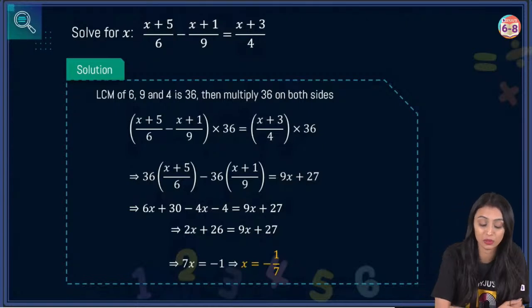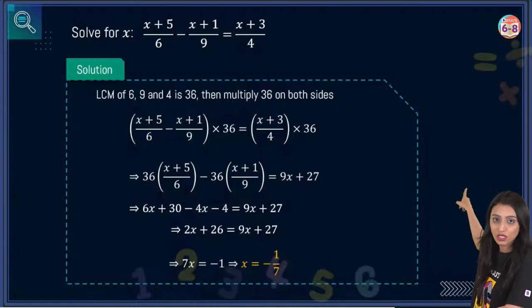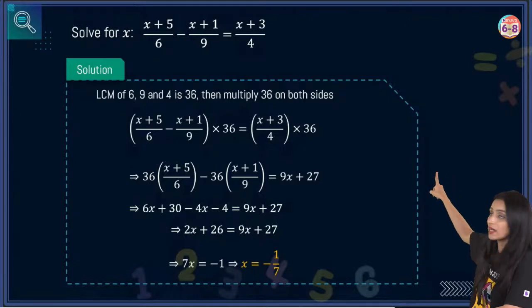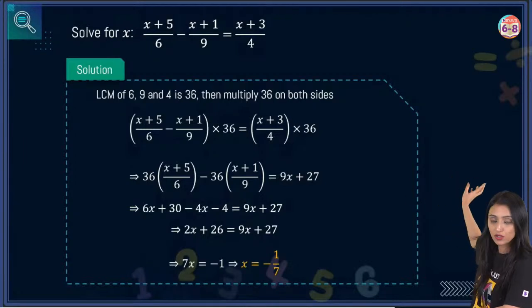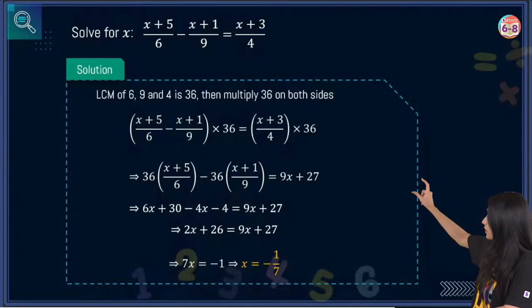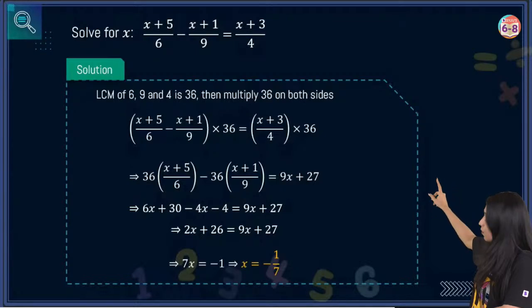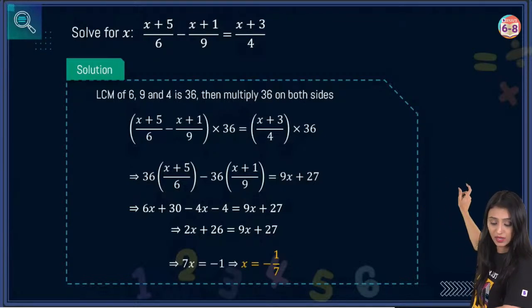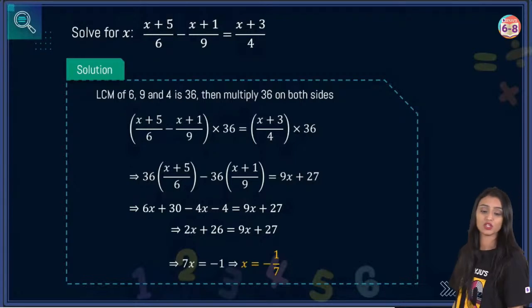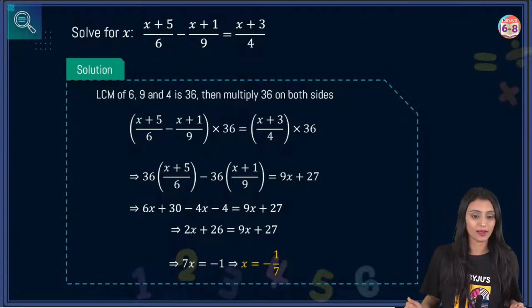Yes, Subha Lakshmi, absolutely. See, we cannot cross multiply straight away, so we have to make the denominators the same first. For that, we are taking LCM of 6, 9 and 4. That's going to be 36. Let's multiply 36 on both sides. That's 36 will be multiplied with each of the brackets. So be careful with that because there would be signs which we have to change. Then that's going to be 6x plus 30 minus 4x minus 4 equal to 9x plus 27. So x would be minus 1 by 7.